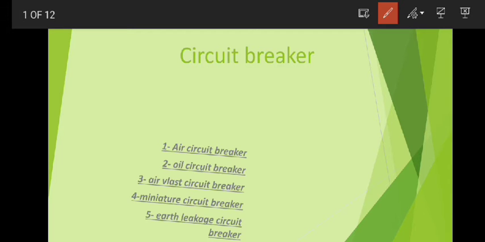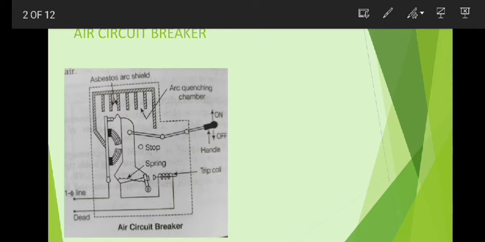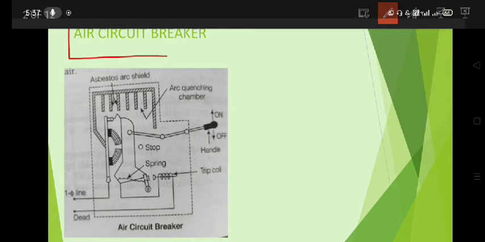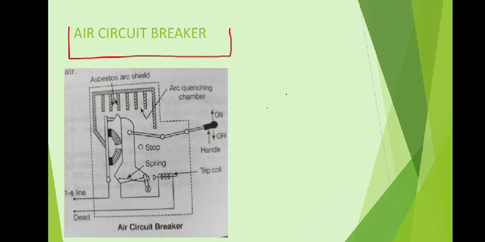First is the air circuit breaker. There are several types of circuit breaker. One is the air circuit breaker, another is the oil circuit breaker, the air blast circuit breaker, then the miniature circuit breaker and the earth leakage circuit breaker. First we have to know about the air circuit breaker. So what is an air circuit breaker?